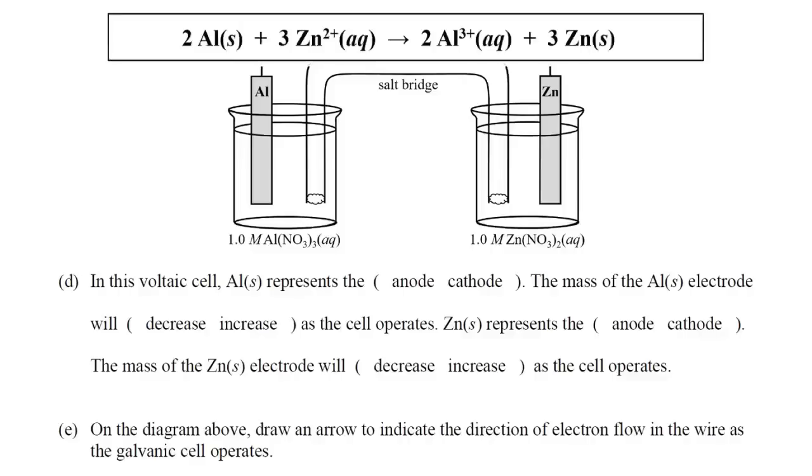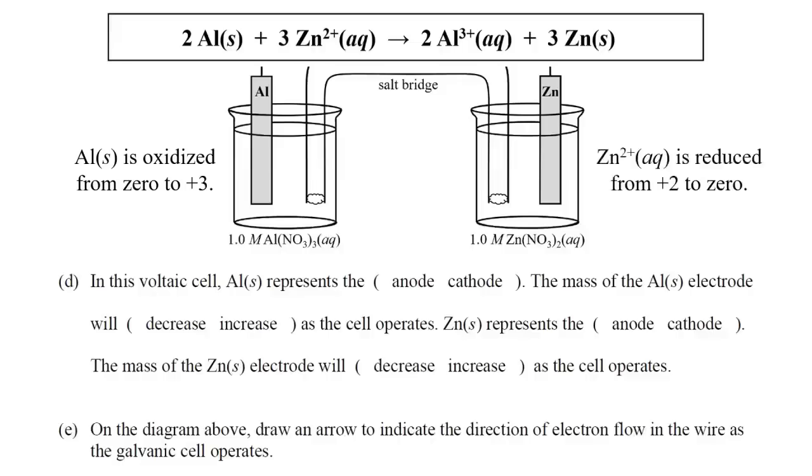So looking at the overall balanced chemical equation for this reaction, you can see that aluminum changes from an oxidation number of 0 on the left to an oxidation number of +3 in the aqueous ions that are produced on the right. So aluminum is oxidized from 0 to +3. That means that zinc is reduced from an oxidation number of +2 for the aqueous zinc ions on the left side of the equation, and now it is solid zinc on the right. That means oxidation number changes from +2 to 0.